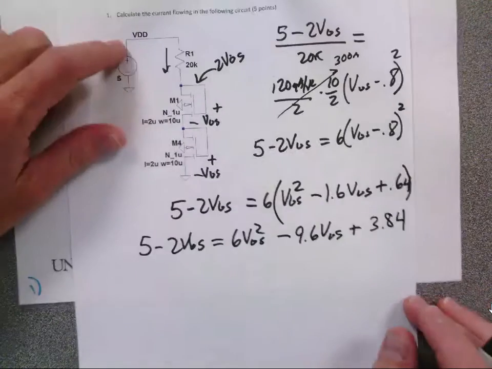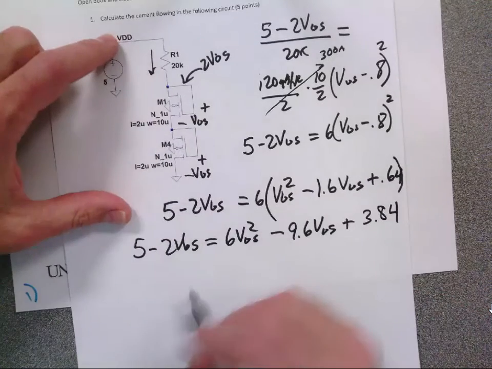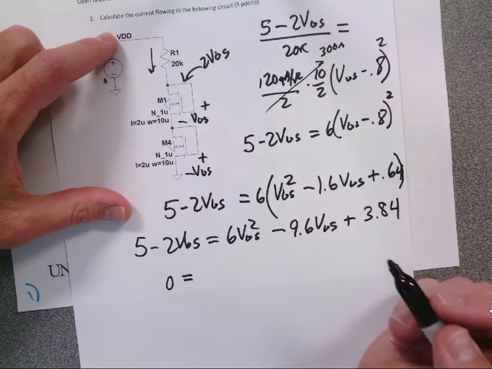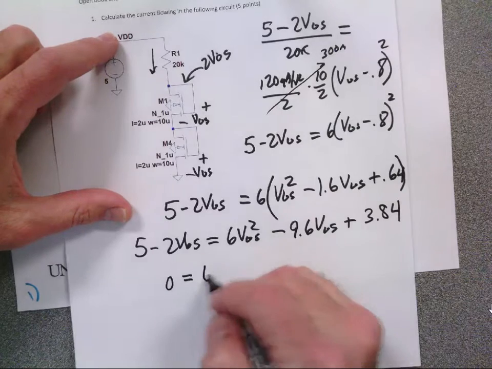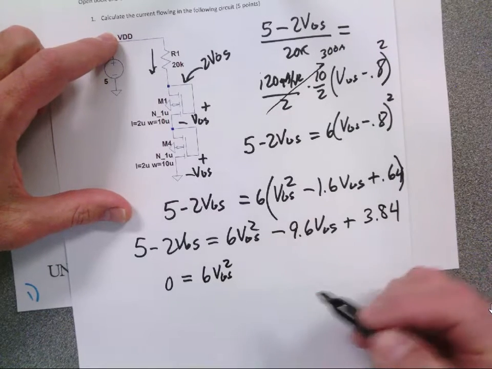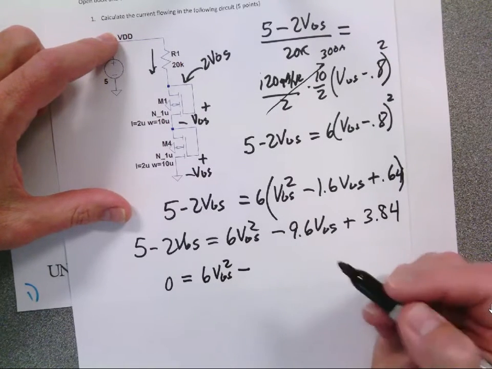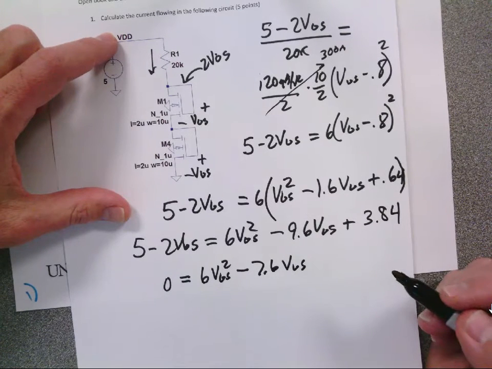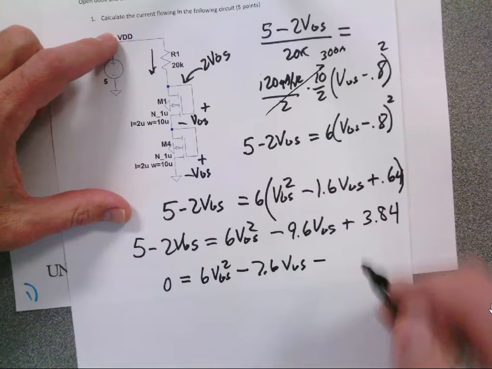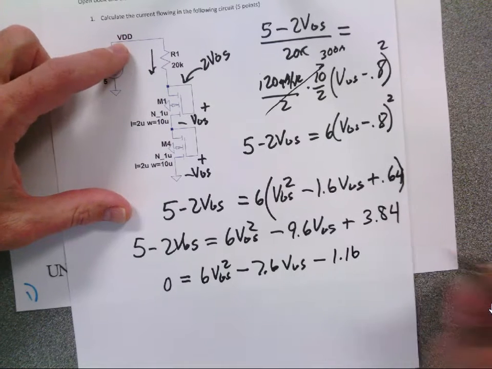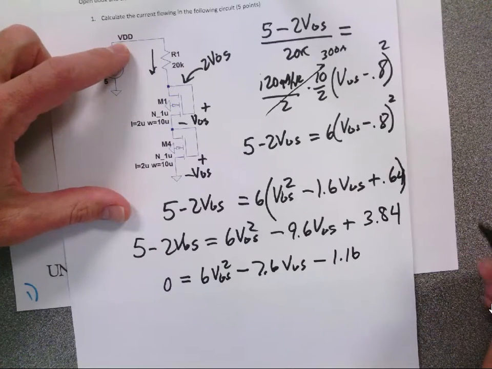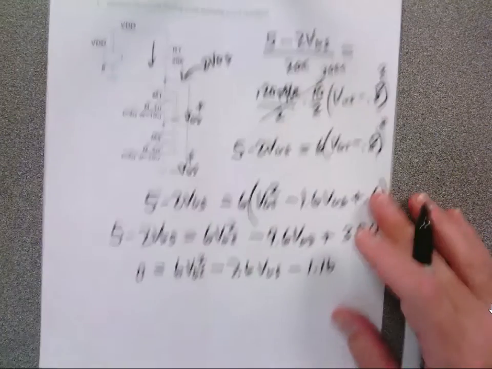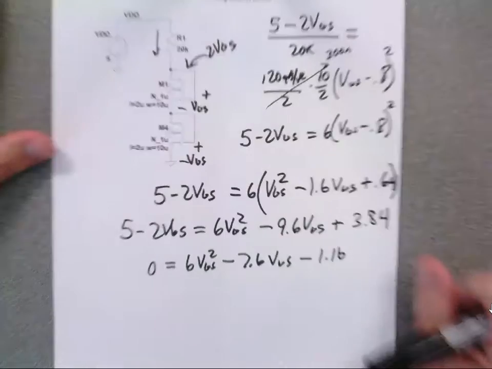So now I'm going to move these over, and I get 0 is equal to 6 VGS squared minus 7.6 VGS minus 1.16. This was a very unreasonable problem. Now what?